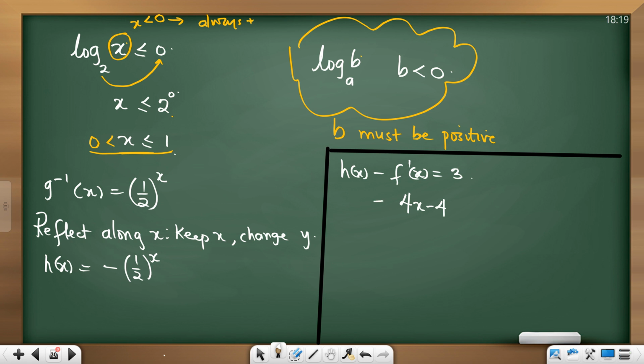What is my h of x, by the way? Negative. Or we can have negative what? 2 to the power what? Negative x minus. Okay. What am I doing here? It's equal to what? 3. Equal to what? How do you solve for x? Oh, sorry. My 4. Okay, sorry.